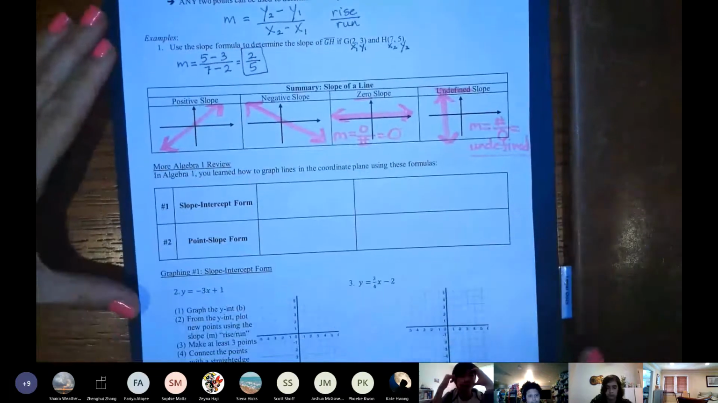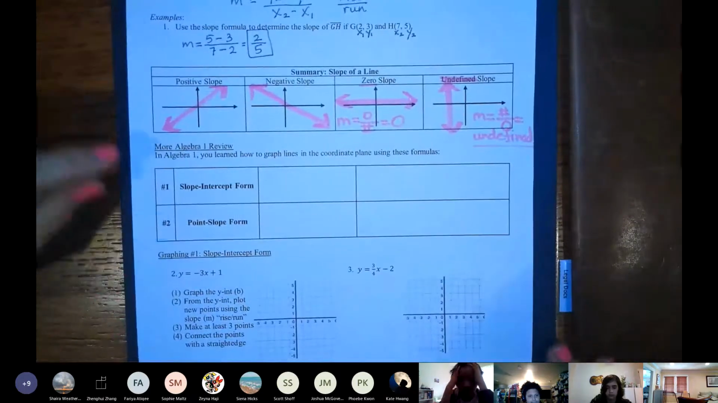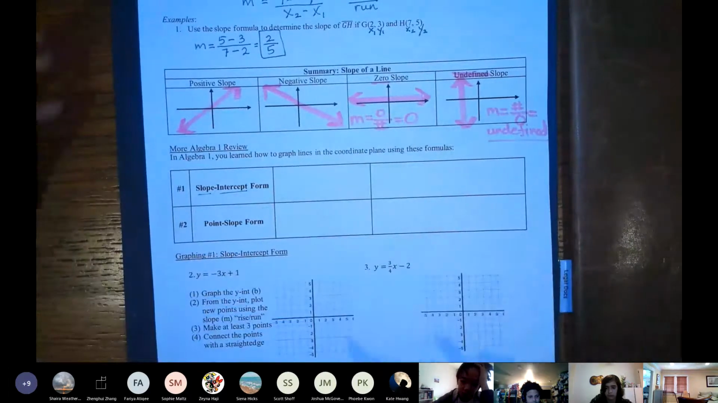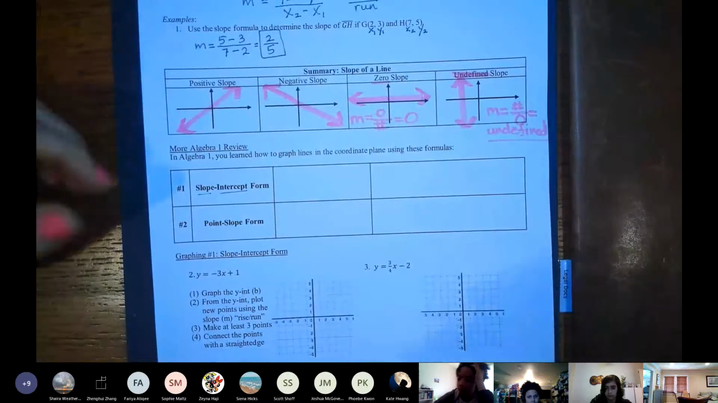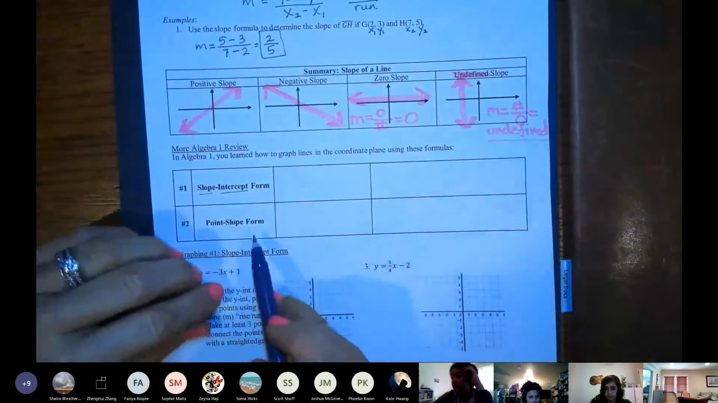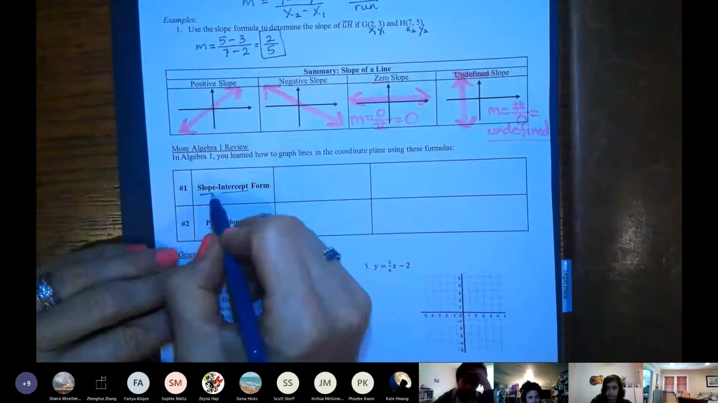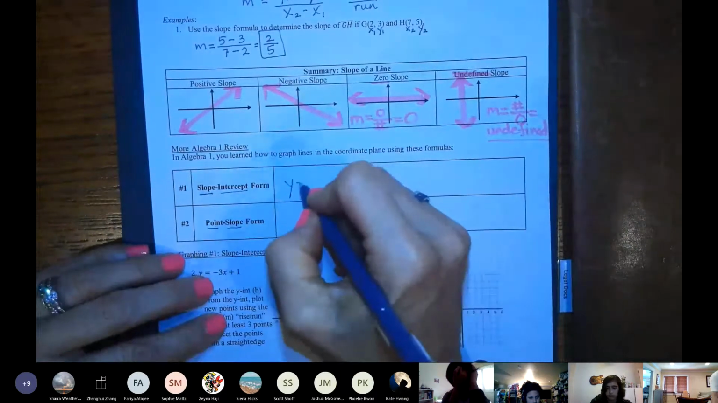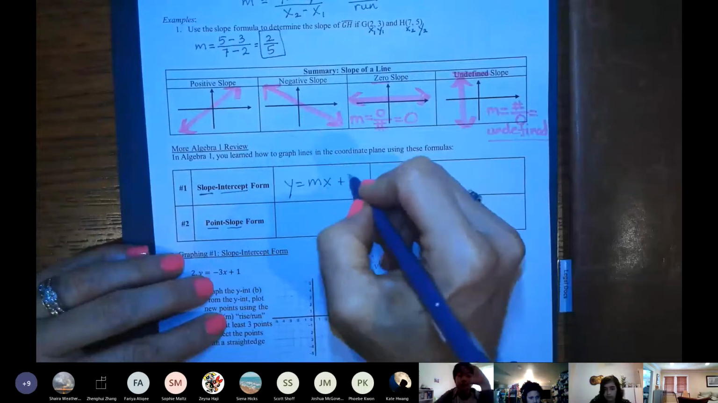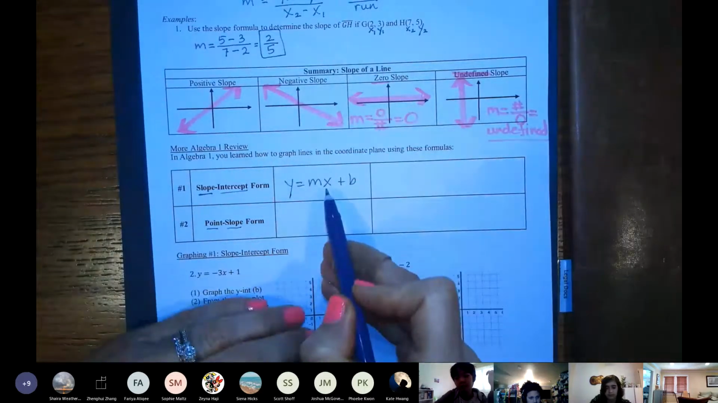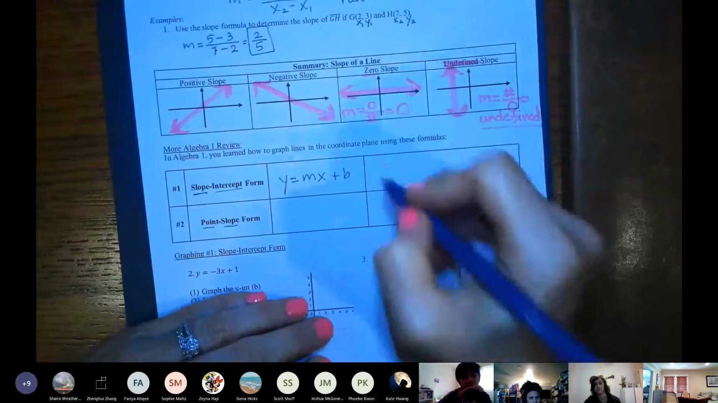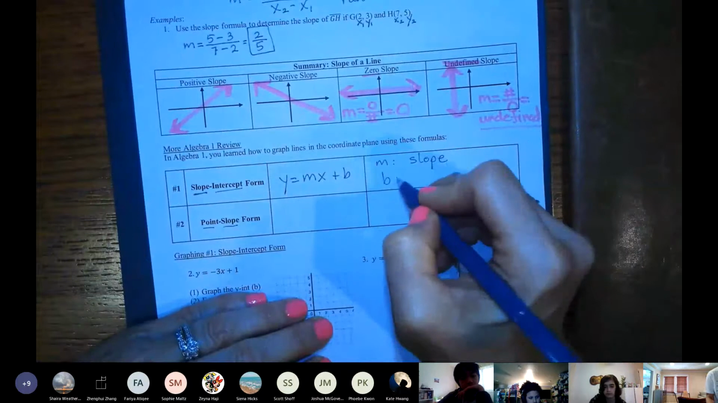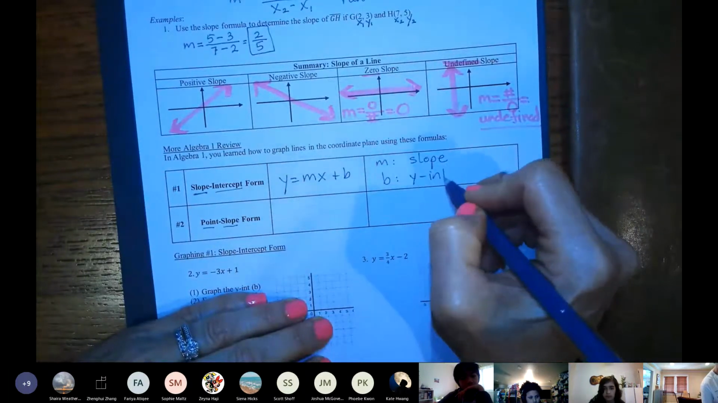So there's a couple of things that you might remember from algebra called the slope-intercept form. It has a slope and an intercept. I know, mathematicians were very creative. And guess what the point-slope form has? A point and a slope. So this equation is y equals mx plus b. This is like the x-axis, and this is like the y-axis. m refers to slope, and the b refers to the y-intercept.